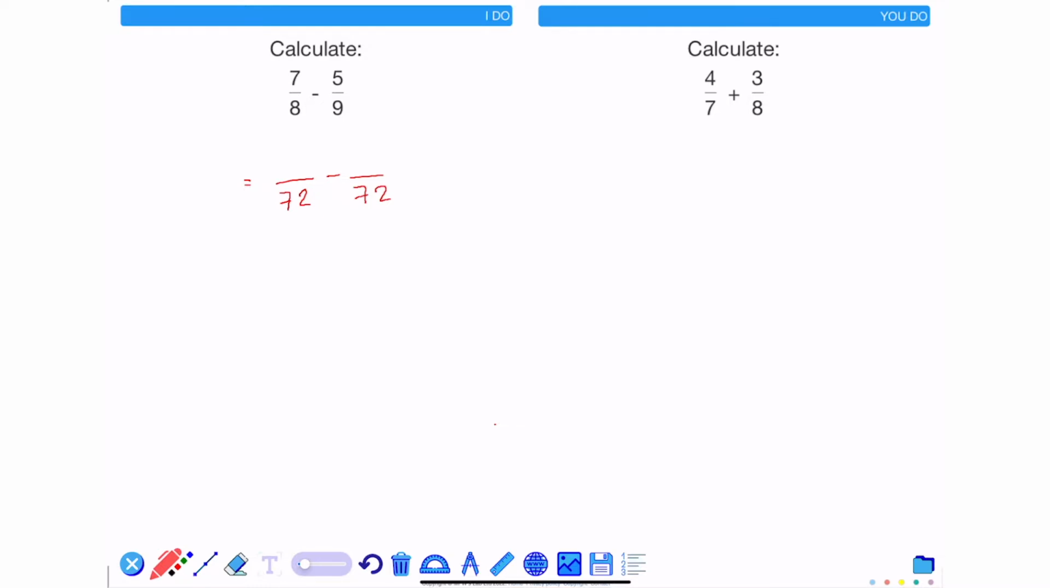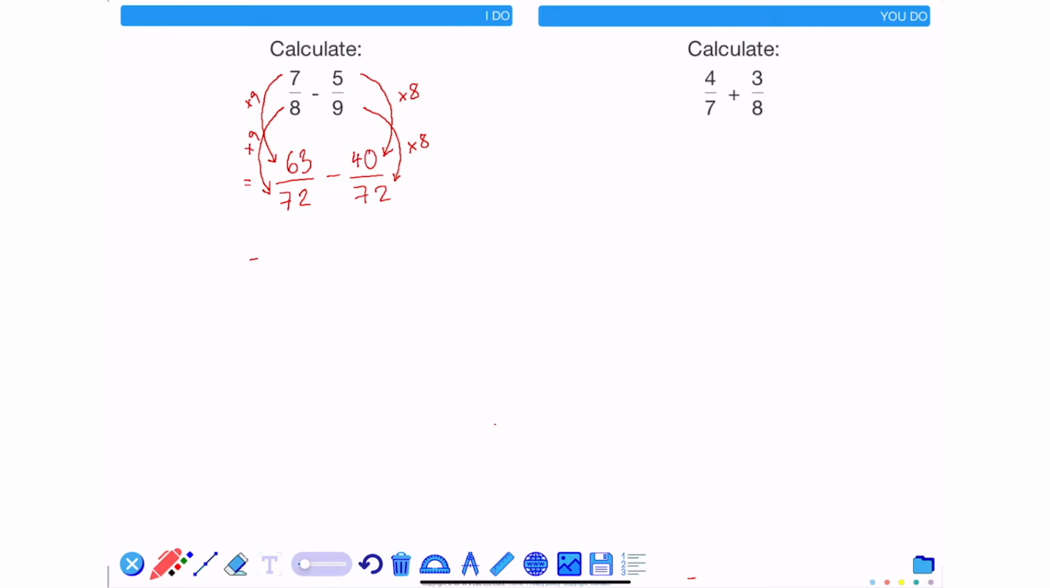This means that for the first fraction, I'm timesing the denominator by 9. So whatever I do to the bottom, I have to do to the top. 7 times 9 is 63. For the second fraction, I multiply the denominator by 8, and whatever I do to the bottom, I have to do to the top to keep it equivalent. That means the numerator is now 40.